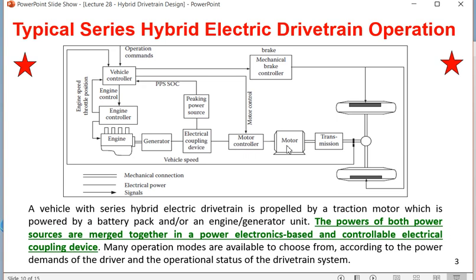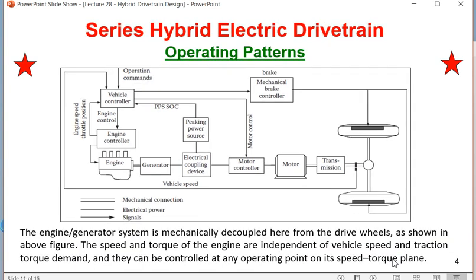For any situation, the different 9 modes were explained in module number 4. As per that, the vehicle controller will decide and give the power accordingly to the transmission system. So if asked in this module, module number 5, to explain the typical series hybrid electric drivetrain operation, in that case this diagram is to be drawn, and each block you have to explain in your own language.